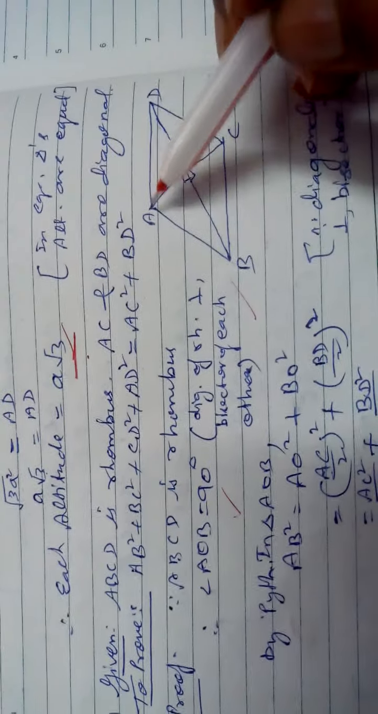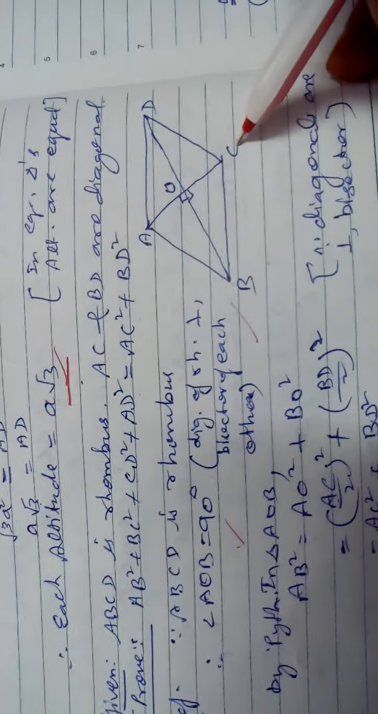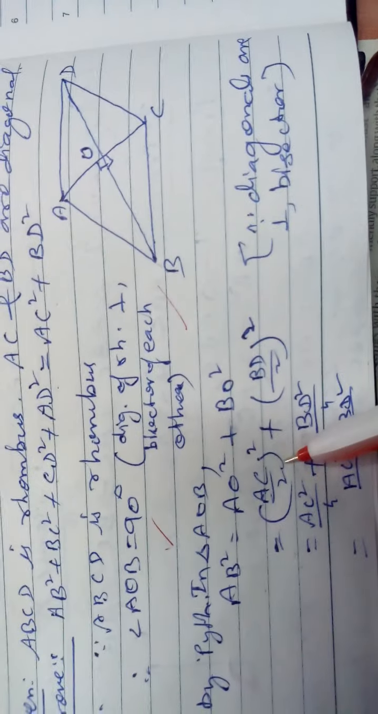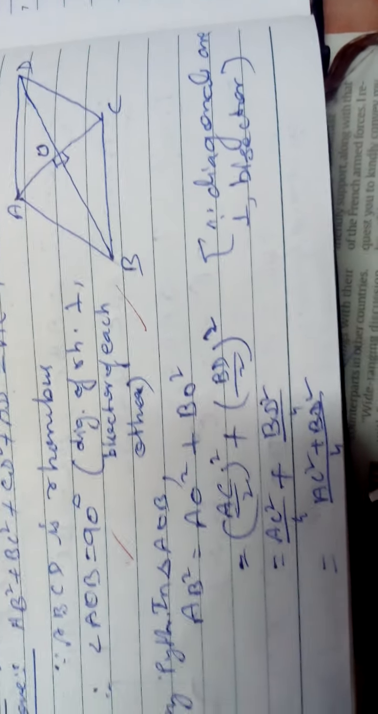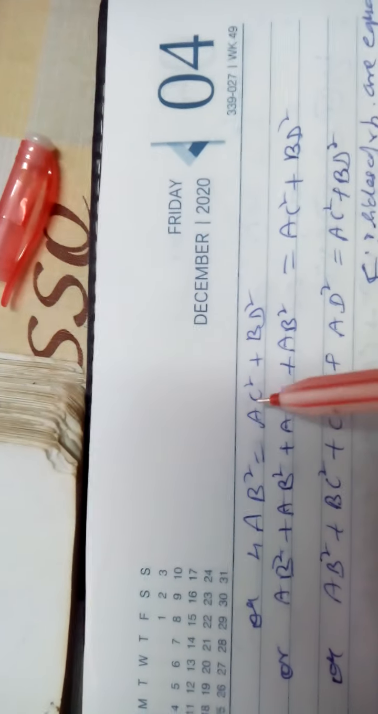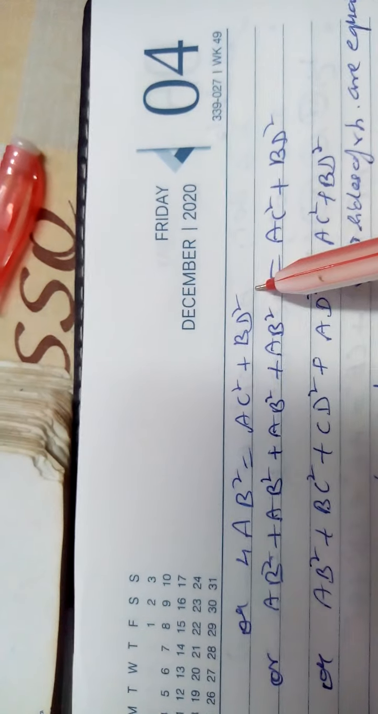Then AO is half of AC because diagonals bisect, and BO is half of BD. You have written BD by 2, AC by 2, squaring: AC square by 4, BD square by 4. LCM 4 is the denominator. Cross multiply, you are getting 4AB square is equal to AC square plus BD square.